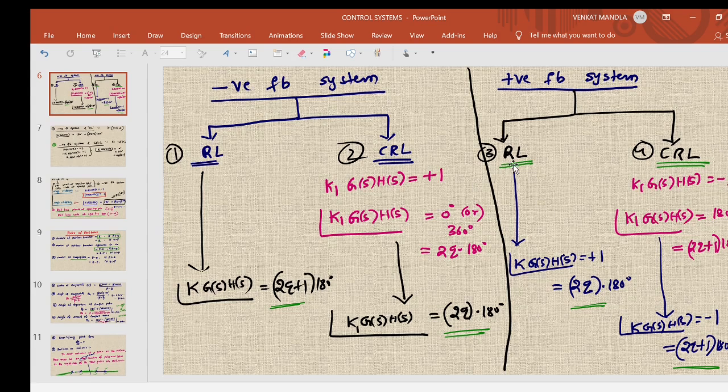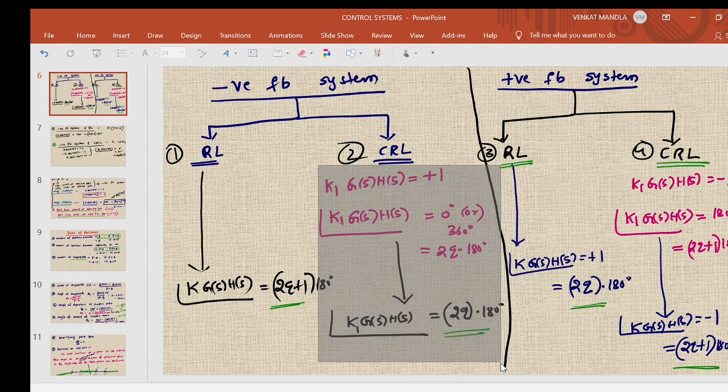Next, the third case, root locus of a positive feedback system. Here we got even multiples of 180 degrees, right? The angle is even multiples of 180 degrees. To draw the root locus of a positive feedback system, we have to follow this rule, which I have already explained. When the angle is even multiples of 180 degrees, how the points and rules are going to change, those rules we have to follow.